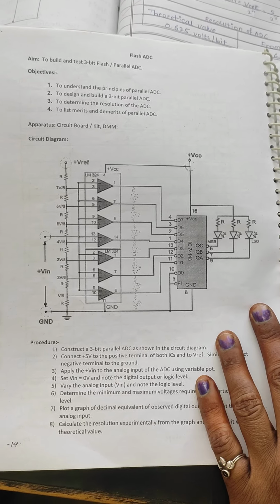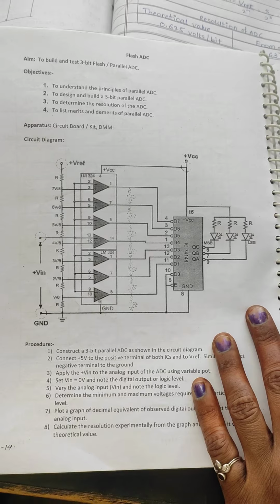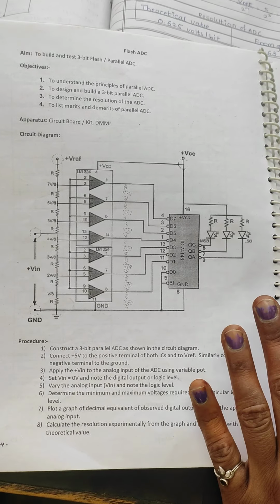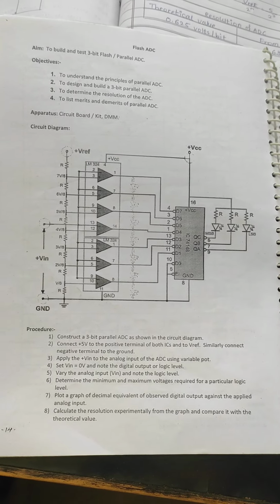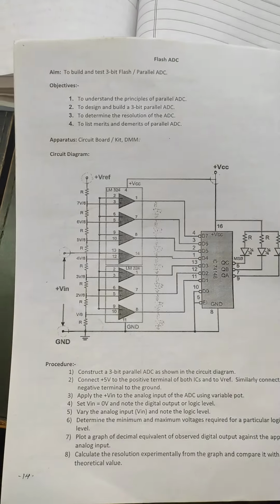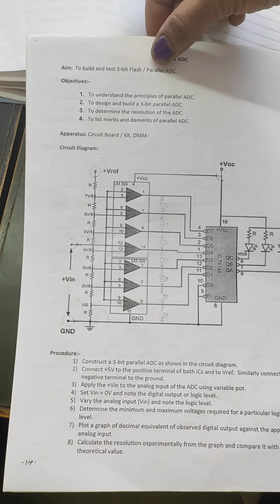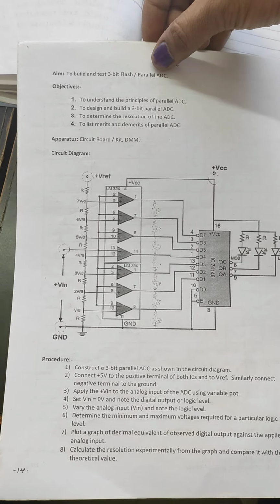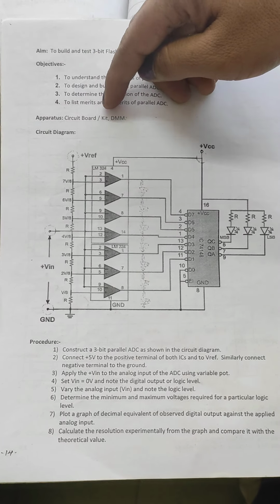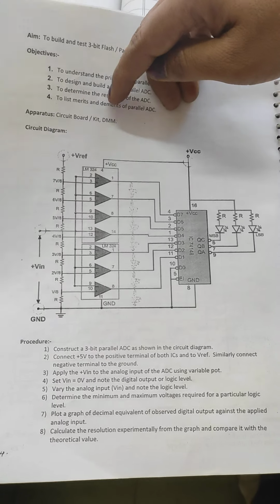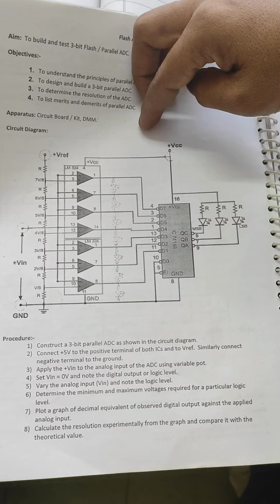Okay, 3-bit flash ADC. In the theory session, we have seen the types of ADC and types of DAC. This is the fastest type of analog to digital converter. In today's experiment, the aim is to study and test a 3-bit flash ADC, which we can also call a parallel ADC. The apparatus is a circuit board, a digital multimeter, and connecting wires or connectors.